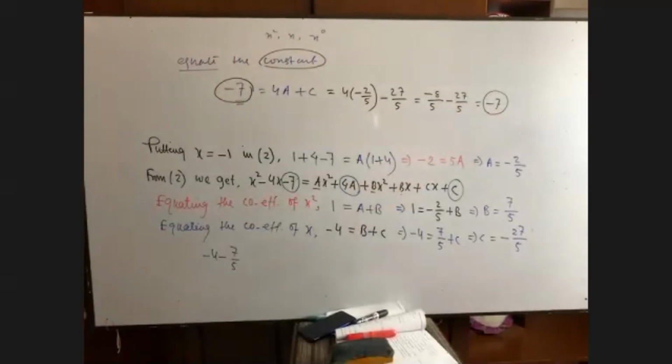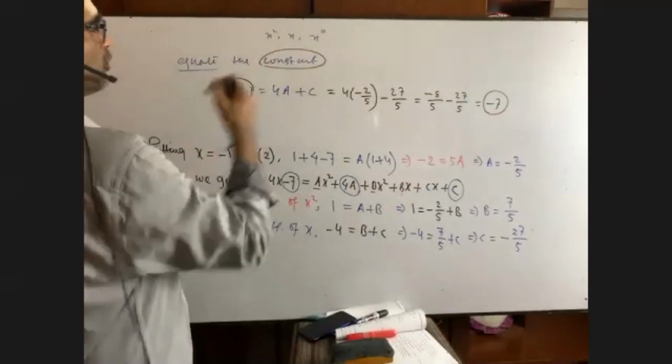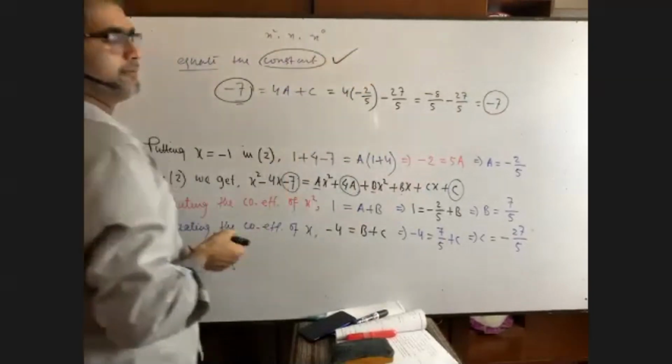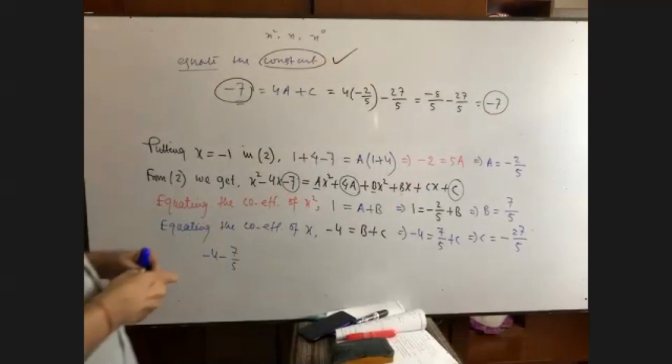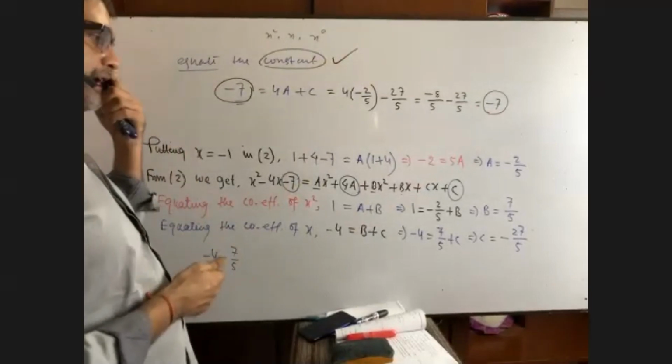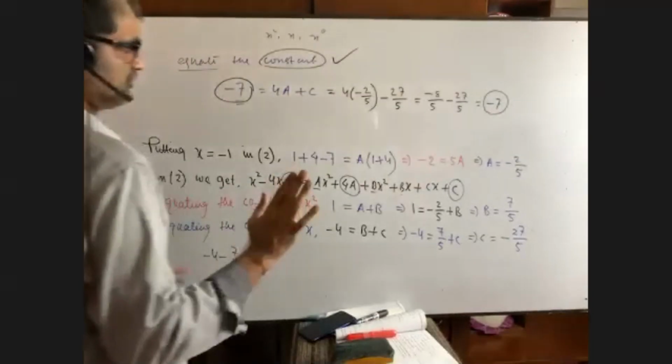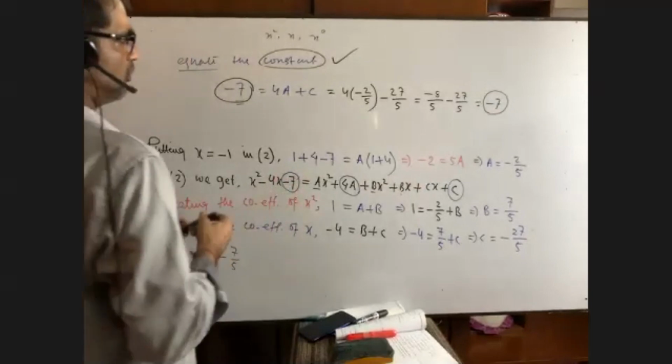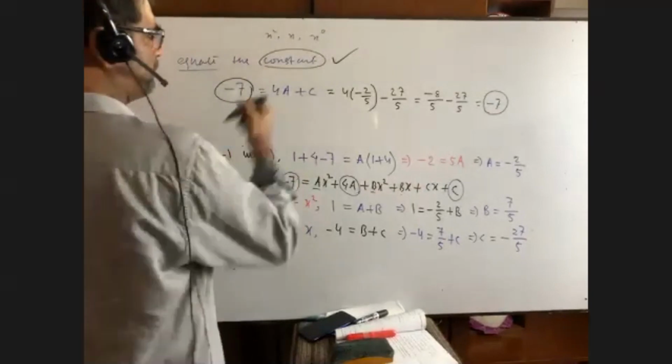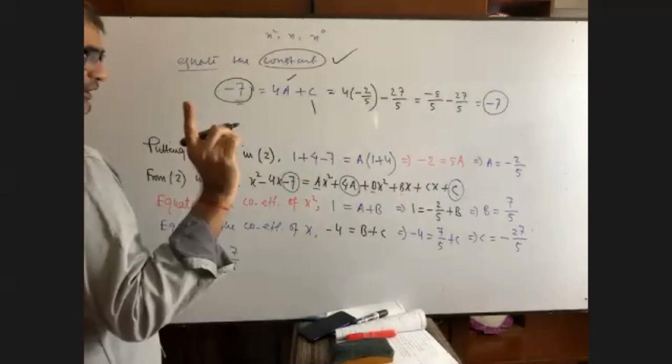Actually, what is meant by this? Sometimes we have to equate the constant term. I think you have got me. Suppose here C was not found. So by putting, you could find C. Please try to understand.